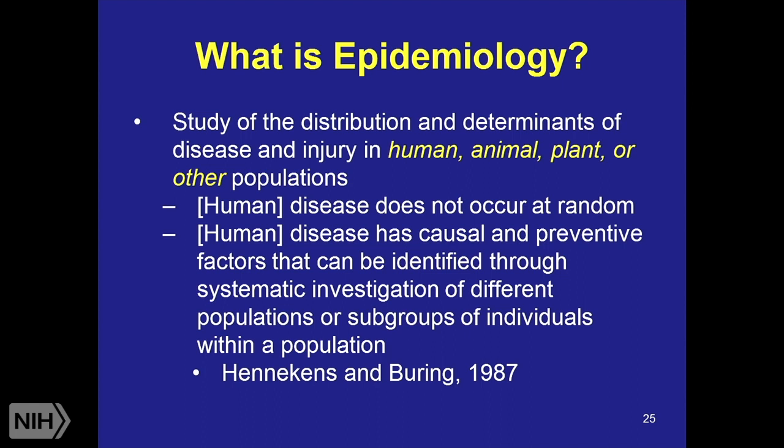So epidemiology is the study of the distribution and determinants of disease and injury, whether it's human, animal, plant, or any other population. Veterinarians use epidemiology. Folks that are working in forest services use epidemiology. Everyone uses epidemiology. The basic tenets is that disease does not occur at random, and that there are some types of causal and preventative factors that can be identified if we do a systematic investigation of different populations or comparing subgroups of individuals within a population.